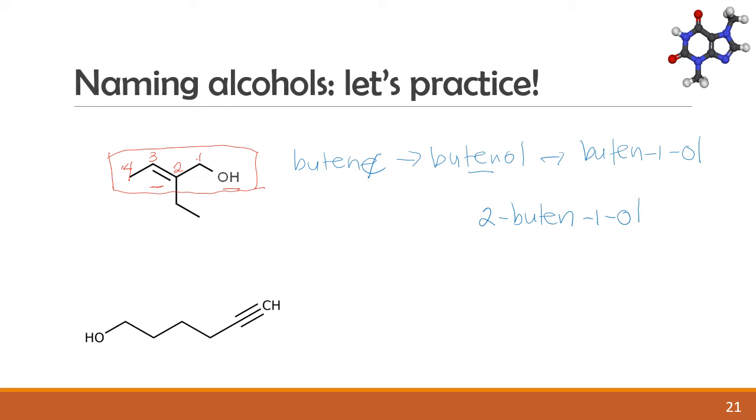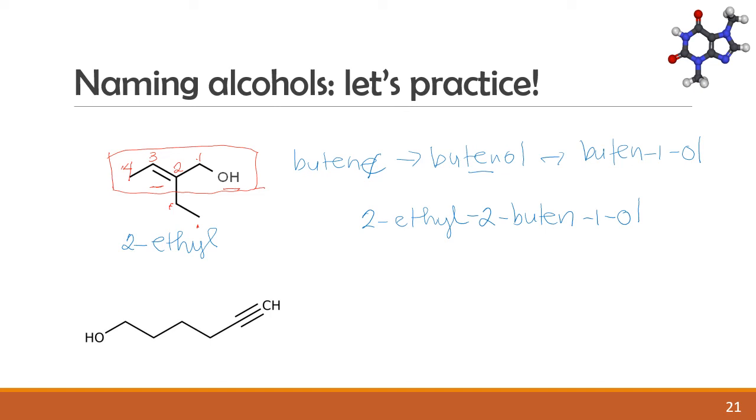Then we name the substituent. This alcohol has one substituent, a 2-carbon alkyl group, which is ethyl. Ethyl is attached to carbon 2, so we have to write that here. Then we combine the substituent name to the parent name. So the full name of this alcohol is 2-ethyl-2-buten-1-ol.